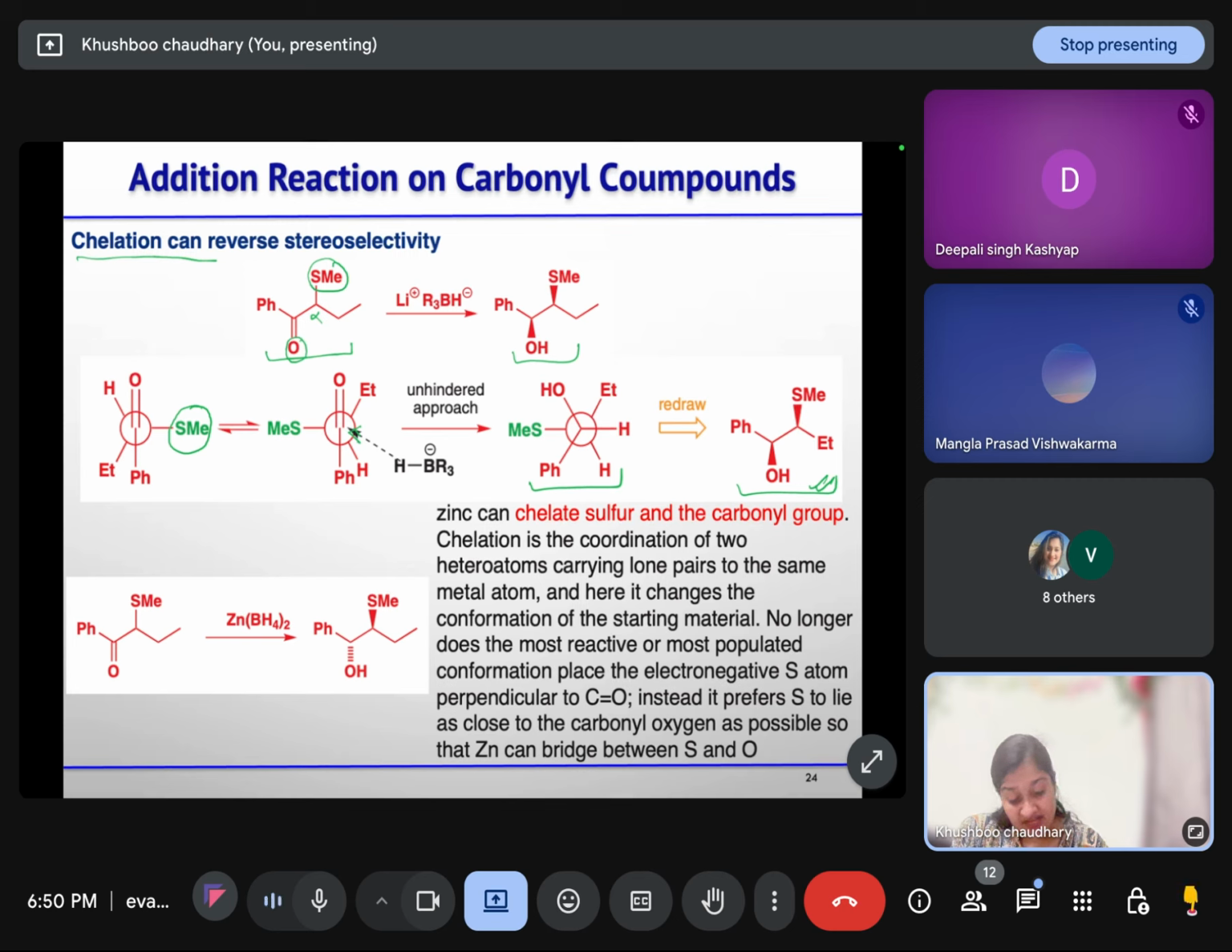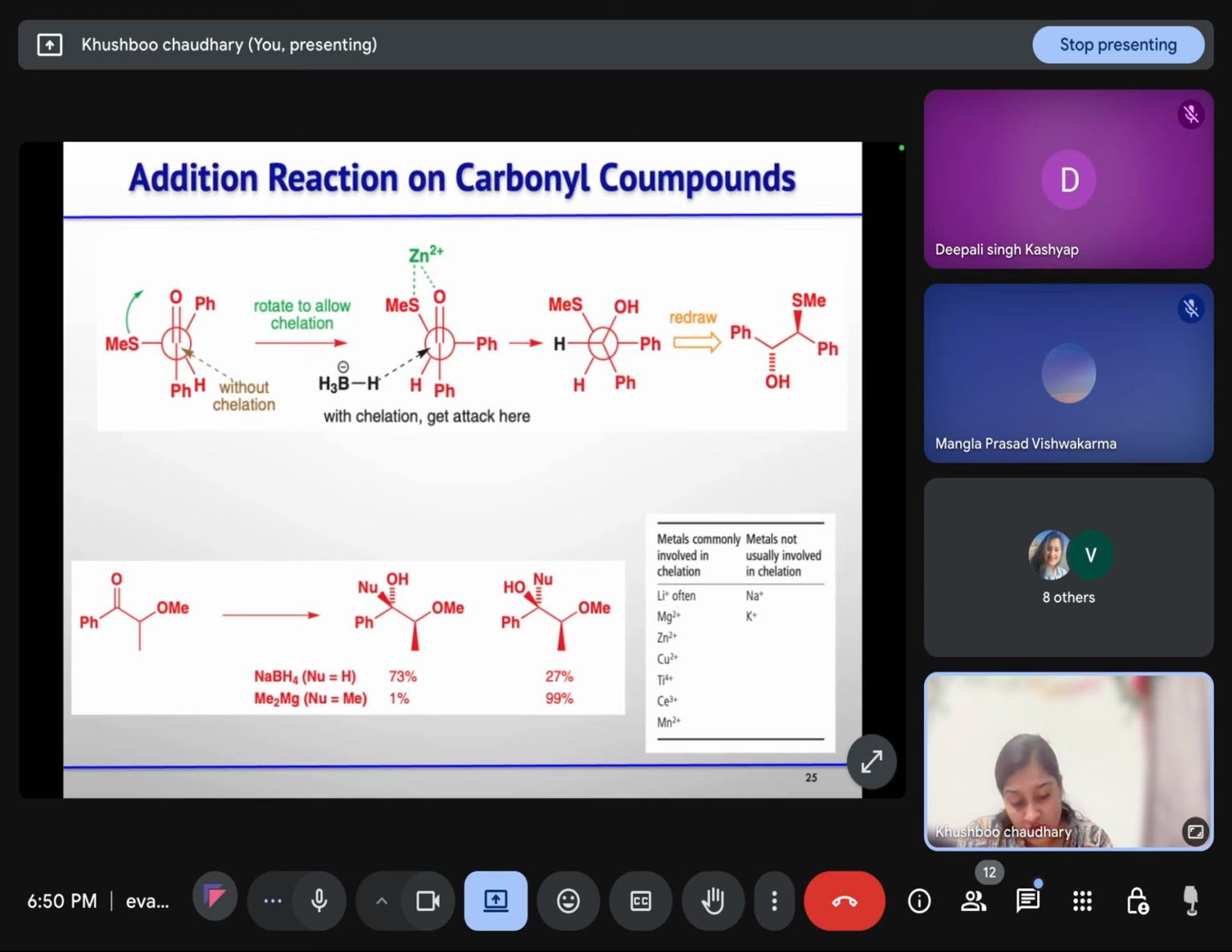But when we are treating it with zinc borohydride, zinc can coordinate with the lone pairs of sulfur as well as oxygen. So zinc can chelate the sulfur and carbonyl group, and chelation is the coordination of two heteroatoms carrying lone pairs to the same metal atom. Now the conformation of the starting material will change. So the attack will not take place as per the Felkin-Anh model, but chelation will control the attack of the nucleophile.